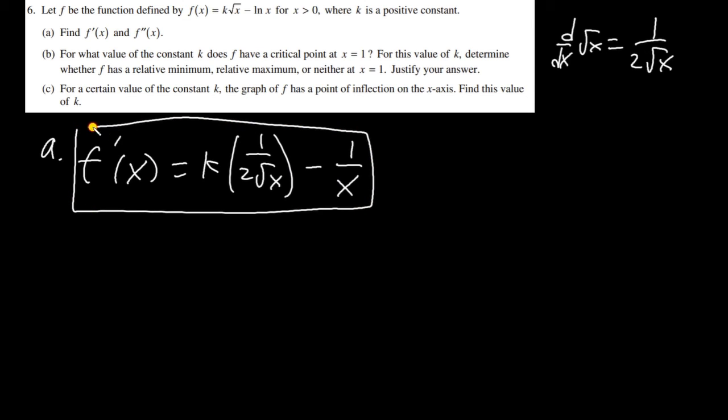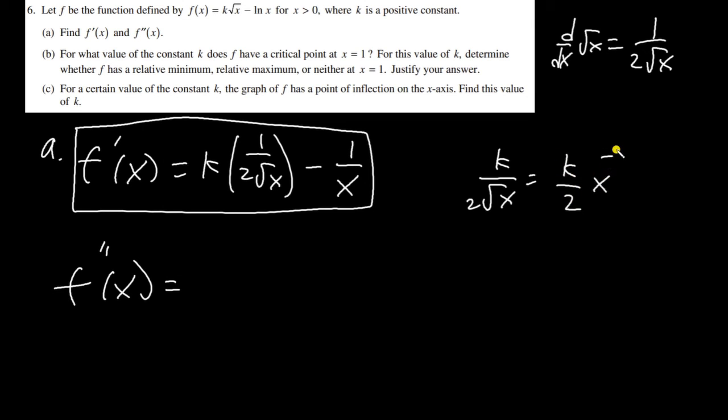There you go. And then for f double prime of x, it's the derivative of f prime of x, right? So this one we might have to do a bit more thinking. So let's take this here. We have k over 2 square root of x, which is equal to k over 2 times x to the negative 1/2. So if we want to take the derivative of this, we'll take the negative 1/2, bring it down, and we'll subtract 1. So if we bring the 1/2 down, we'll get negative k over 4, because the negative 1/2 times this k over 2 is negative k over 4. And then x to the negative 1/2 minus 1 is x to the negative 3/2.